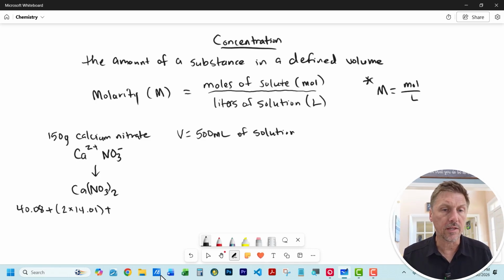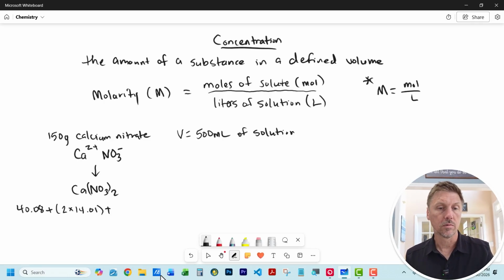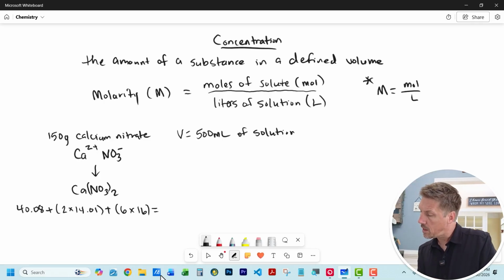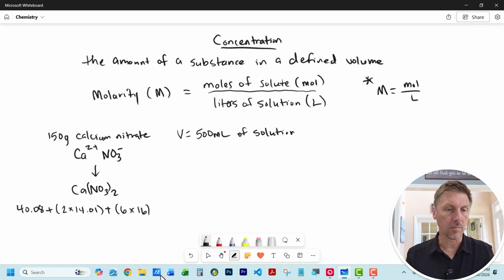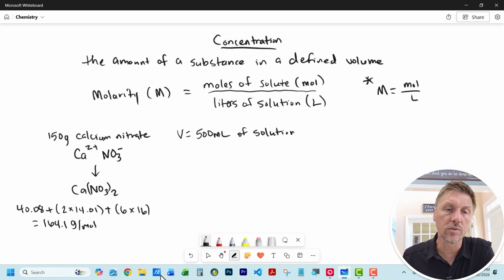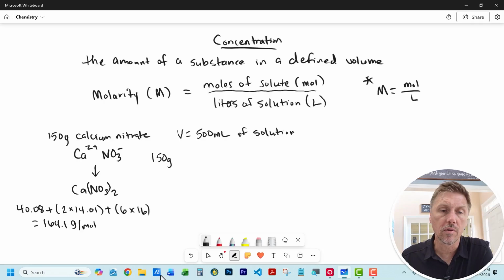And then we're going to add that to, we don't have 3 oxygens, right? We have 3 times 2 oxygens. So we have 6 oxygens. So 6 times 16, the atomic mass of oxygen. We add all that up and we get a molar mass of 164.1. So I'm going to write that down below because we're running out of room. 164.1 grams per mole.